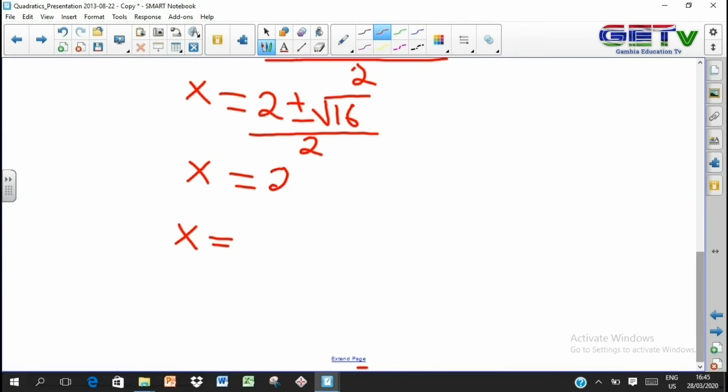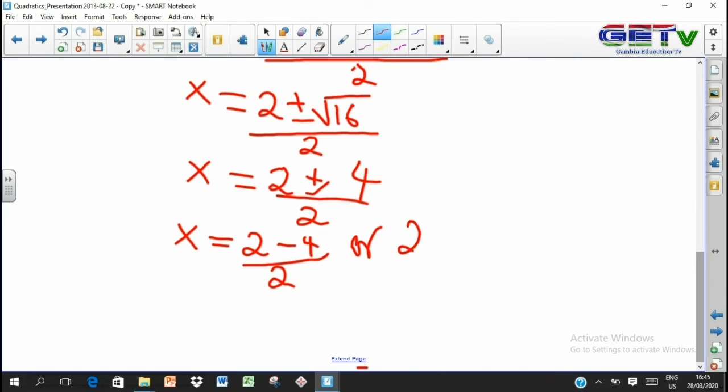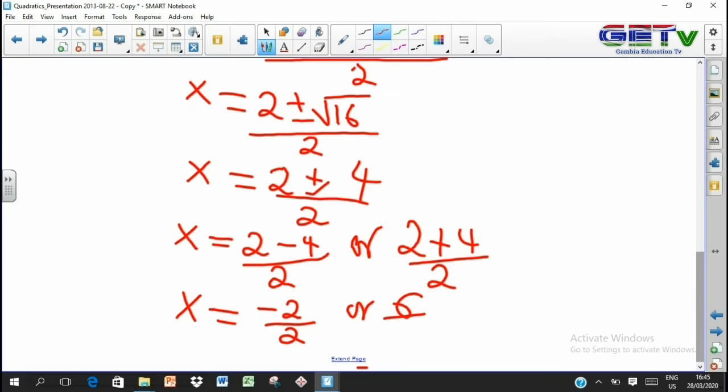So this will give 2 plus or minus the square root of 16, which is 4, all over 2. Taking it one after the other, because we have two signs, will give us 2 minus 4 all over 2, or 2 plus 4 all over 2. I decided to solve these operations one after the other. x equals 2 minus 4, which will give us negative 2 divided by 2, or 2 plus 4, which will give us 6 all over 2.